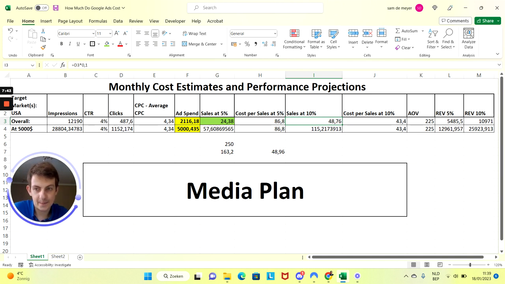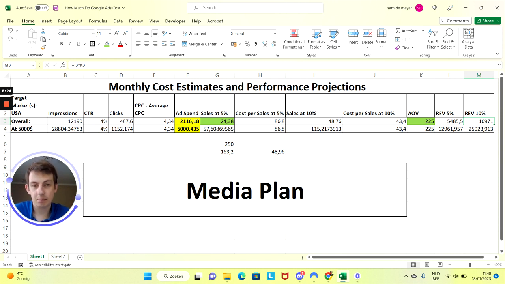For $2,116 spent. I mean, that's almost crazy, right? Cost per sale at 10%, that's $43 per sale that you spend. That's really good. Average order value of 225. So your revenue, the amount of money that you make from sales at 5% is $5,485 for $2,116 ad spend. So you get more than double your money back. Now, if you do it at 10%, you get 10K, which is almost 5 times the money you spend.